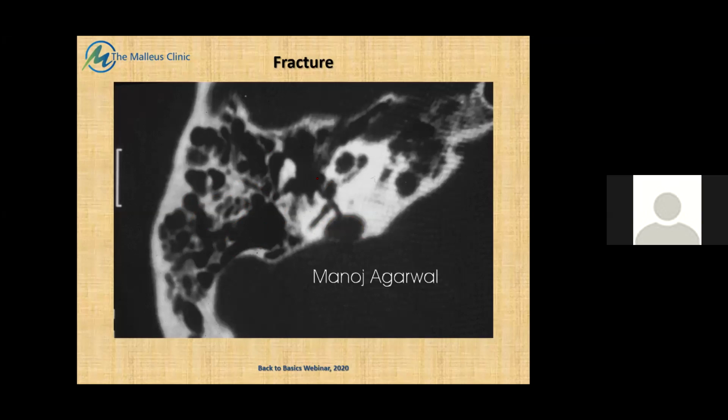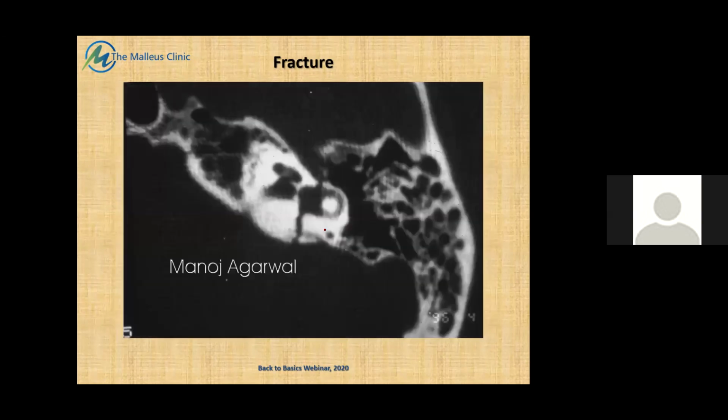So this is the axis of the fracture, and this is the long axis of the petrous bone. So this is a transverse fracture of the petrous bone, which is liable to causing vertiginous attacks, and also it is liable to causing a sensorineural hearing loss in the patient.